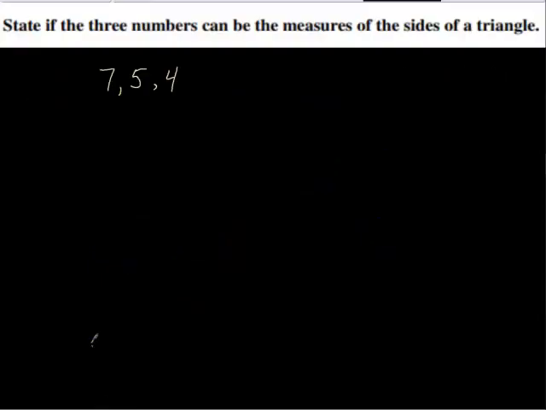So let's get started. We're trying to figure out if I have lengths where one side is 7, one is 5, and one is 4, is there a way that I could put these together and get a triangle? So I'm going to pretend for a second that I can. Obviously this is not to scale, so I'm going to label the vertices A, B, and C, and then assign lengths here. So I have 7 here, maybe 5 here, and 4 here.